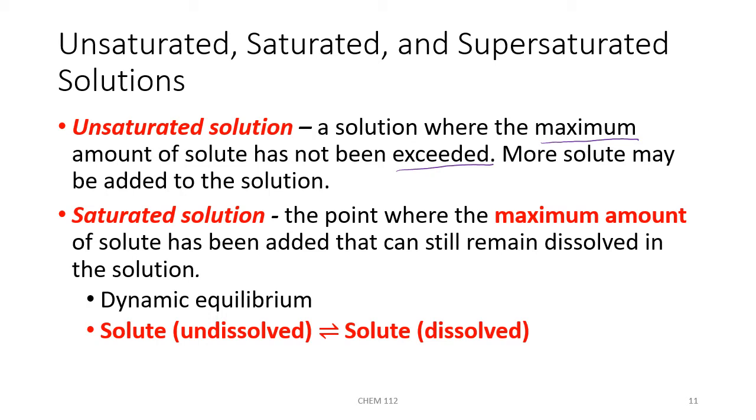Whereas a saturated solution is the point where the maximum amount of solute has been added that can still remain dissolved in the solvent. This is a point where we've reached something called a dynamic equilibrium. In a perfect saturated solution, the amount of solute that's undissolved is going back and forth with the amount of solute that is dissolved. Recall that the double arrows mean equilibrium.